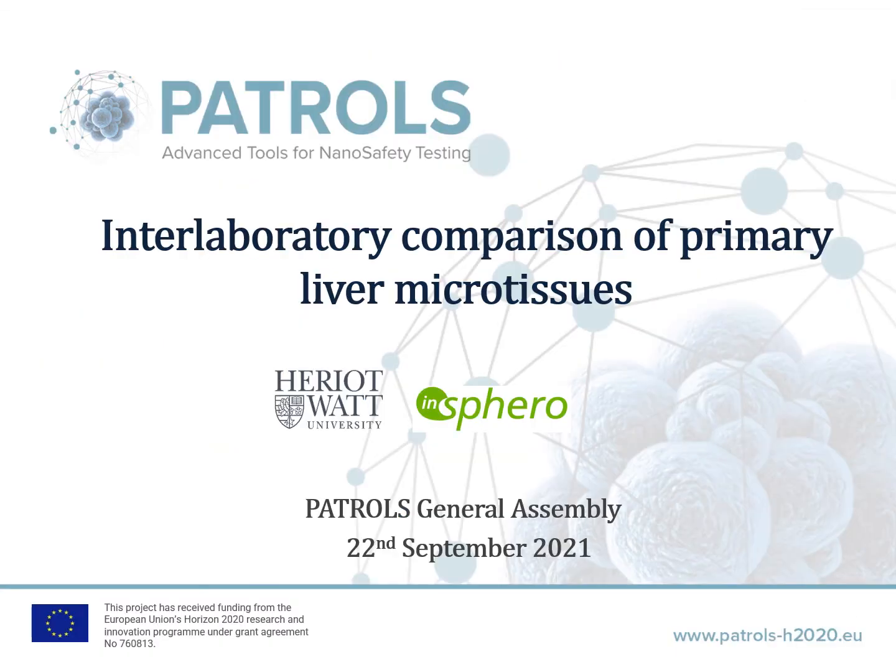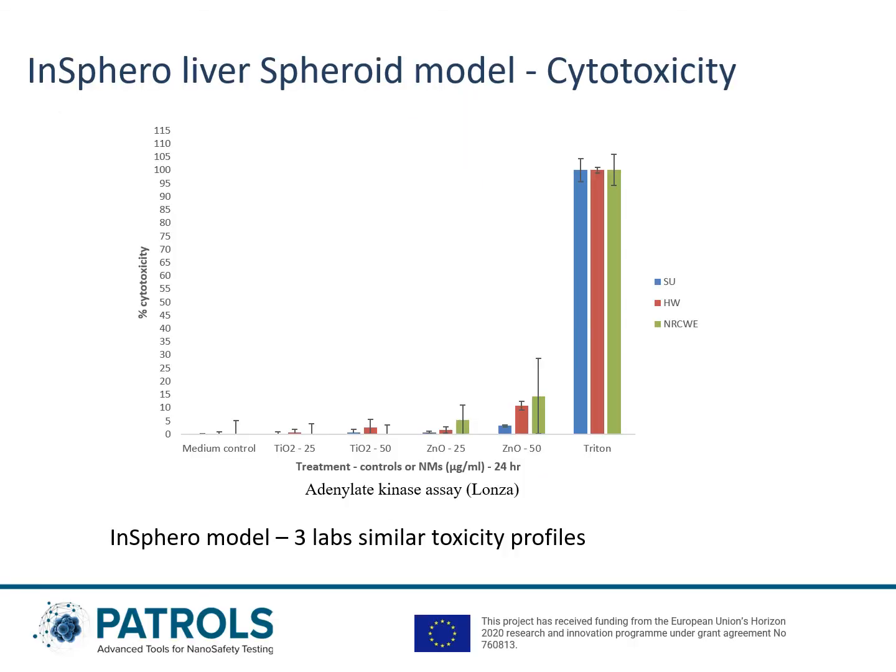I'm just going to finish off with a description of the interlaboratory comparison for the primary tissue liver microtissues. The microtissues from Spheroid were shared with Swansea University, Heriot-Watt University and NRCWE. These microtissues were treated with titanium dioxide or zinc oxide particles or with Triton as a positive control. And then adenylate kinase was used as an indicator of cytotoxicity.